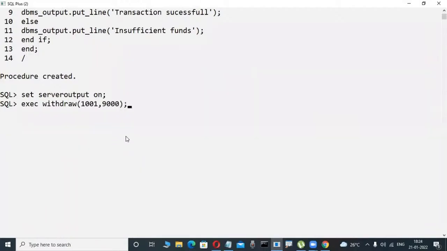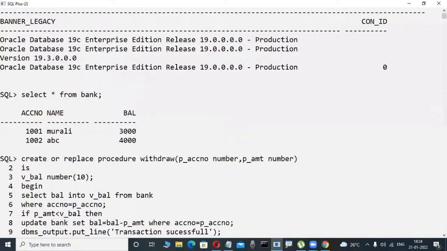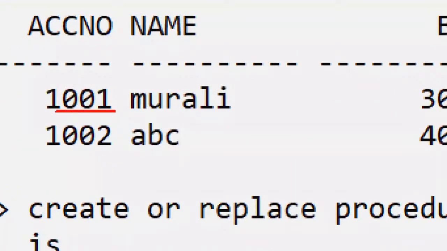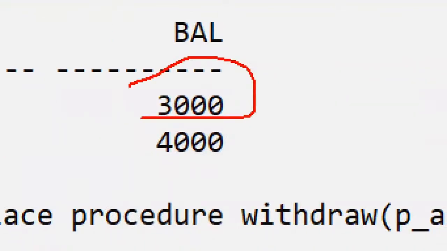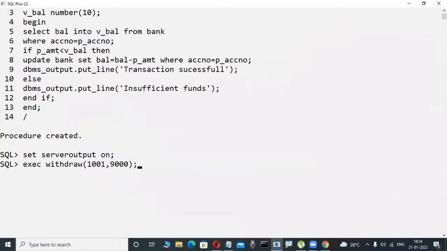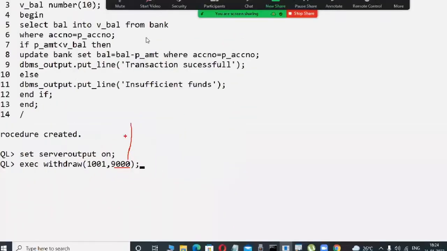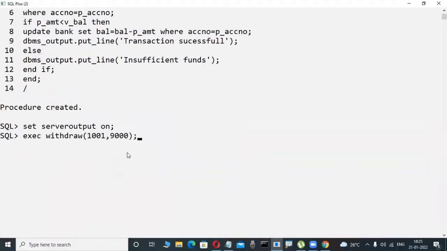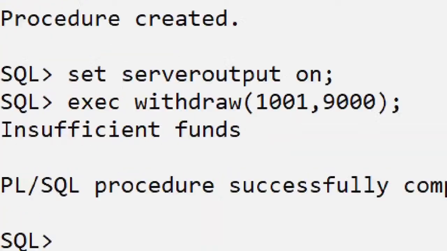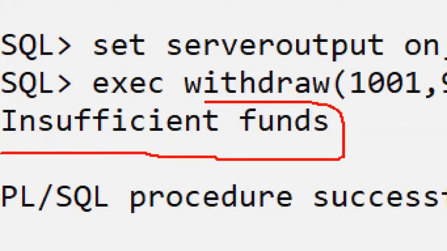Observe here in this table, slowly observe. Scenario, observe the logic. 1001 is my account number. Murali is my name. My balance is how much? 3,000. In my table, 3,000 is the current balance. Now my account number is 1001, but I try to withdraw 9,000. Whenever I try to withdraw 9,000, is it possible? No. So now it will give the message insufficient funds.